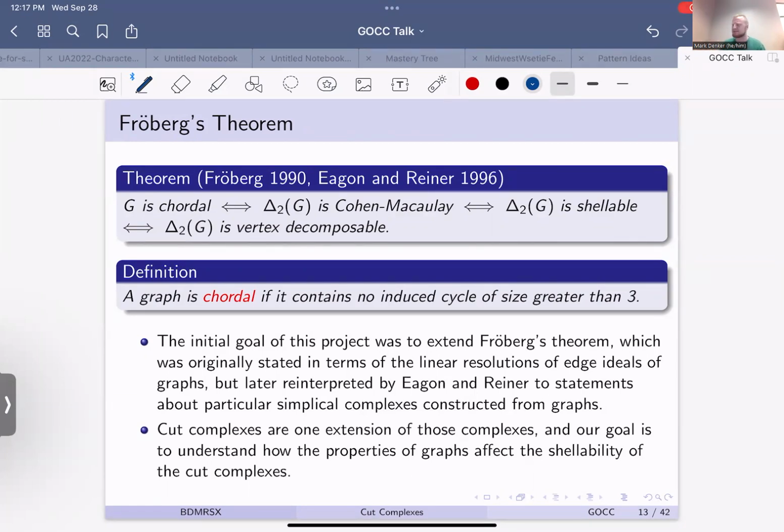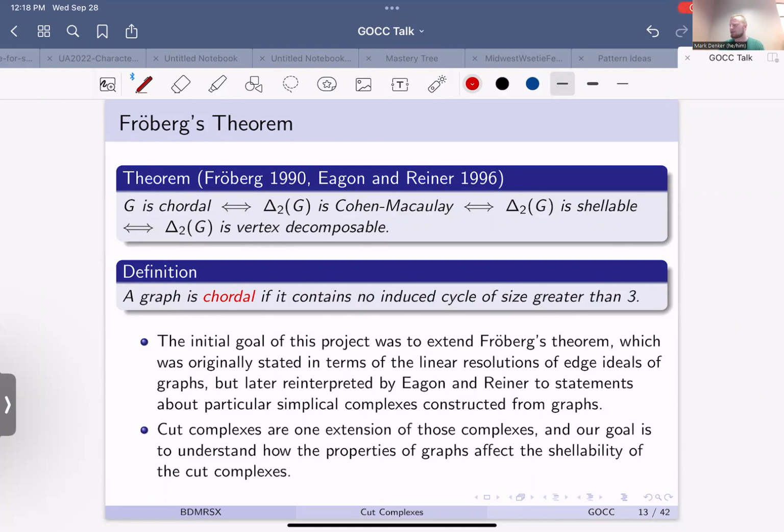In 1996, Eagon and Reiner had a particular theorem relating linear resolutions of ideals with simplicial complexes, and in doing so, they created what would become the idea of the cut complex. They took these simplicial complexes and the ideals associated with them, and they showed that if G is chordal, then the simplicial complex is Cohen-Macaulay, and in addition, the complex is shellable and vertex decomposable. Generally, these conditions are not all equivalent. Vertex decomposable is stronger than shellable, which is stronger than Cohen-Macaulay. But for these particular complexes, they were all equivalent. They didn't name these complexes. They're just like, yeah, there's some simplicial complex, we're going to work with them.